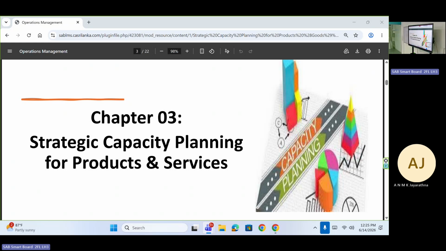Basically, we have to cover areas like, what is capacity? Then we have to see different capacity issues. And then we are going to discuss strategies that organizations use for capacity management. So in that way, there are certain areas that we have to cover in this chapter.